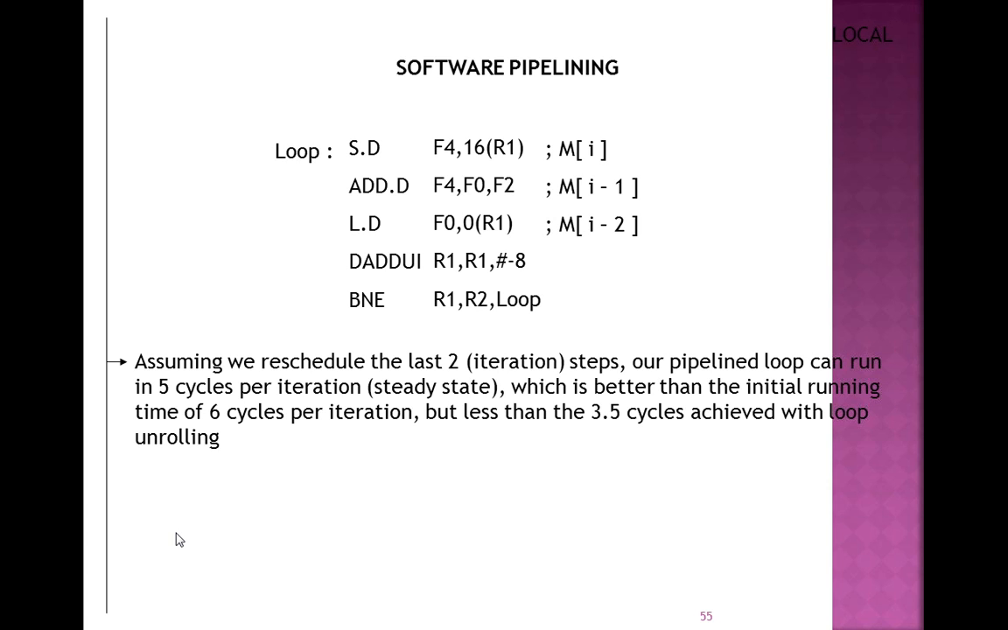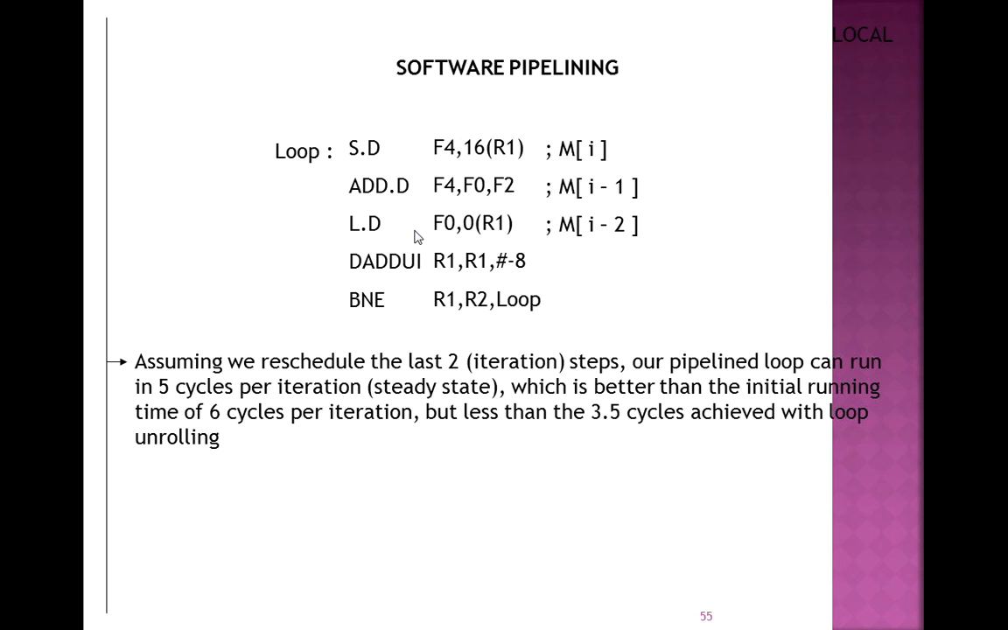Assuming that we reschedule the last two instruction steps, our pipeline loop can run in 5 cycles per iteration in a steady state, which is better than the initial running time of 6 cycles per iteration, but less than the 3.5 cycles achieved with loop unrolling. So this is the main advantage.